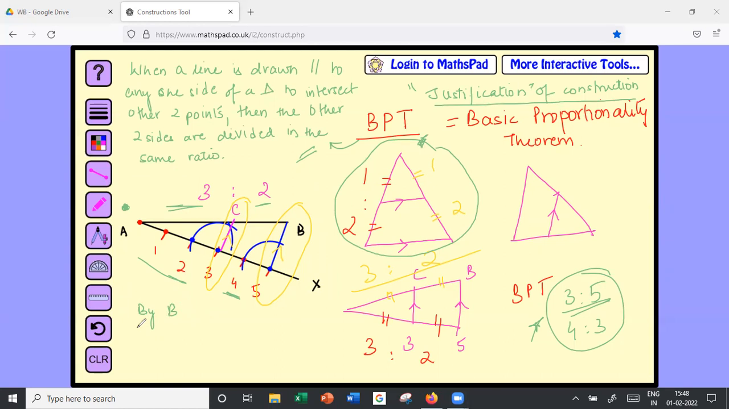Okay, I can start with "since." Since A, what is the name? 3C. Since 3C is parallel to 5B, by BPT, A3 upon 3 is equal to AC upon CB. This is in mathematical terms. That's all.